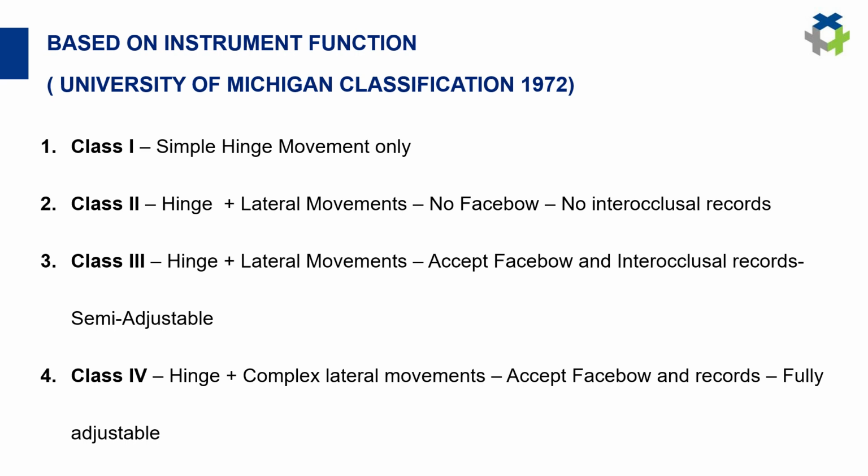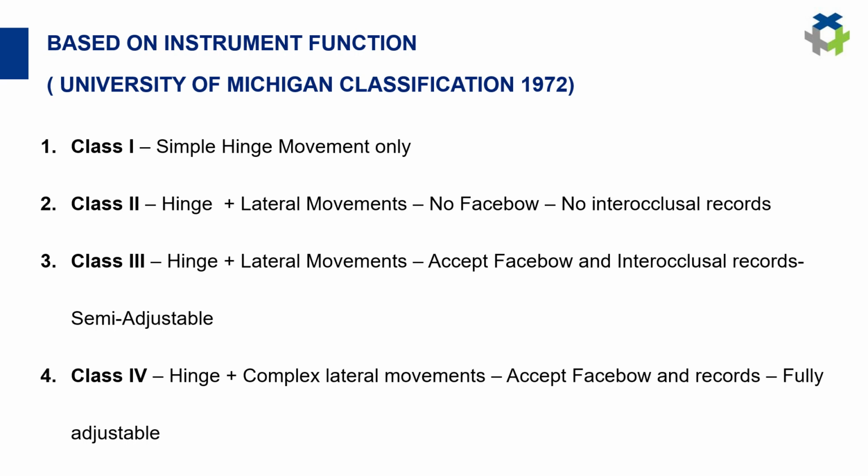In class 3, they are hinge articulators which have lateral movements, but the difference is that they accept a face bow and they also accept some interocclusal records. Basically, they are semi-adjustable articulators. And class 4 is the hinge type articulator with much more complex movements which accepts a face bow, especially a pantograph and not a regular face bow. Because of this, we are able to program the articulators much better and they are called fully adjustable. So this is a brief classification for your reference.